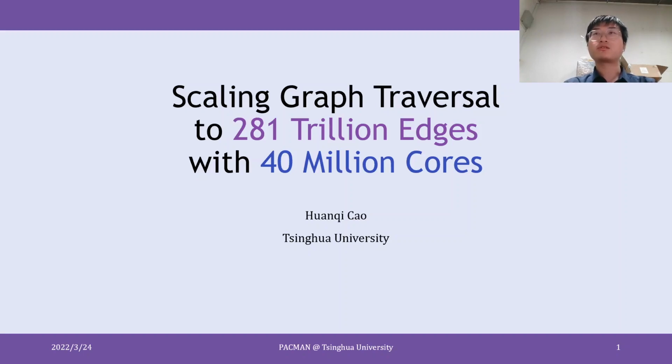Today I'm here to share with you our experience on scaling graph traversal to 281 trillion edges with 40 million cores, which is on the newest generation Sunway supercomputer.